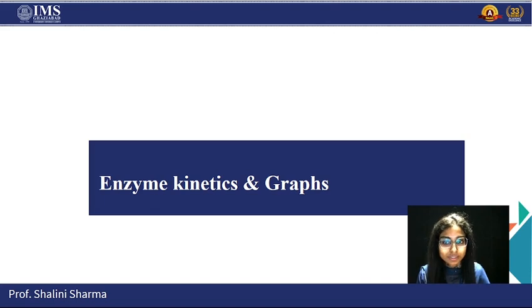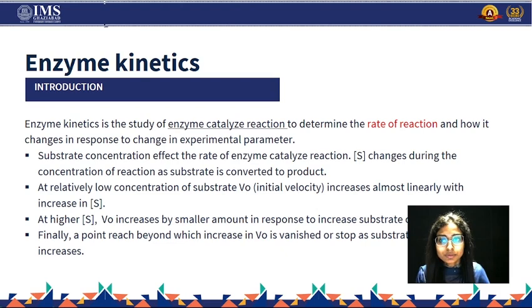Let's start the topic Enzyme Kinetics and its graph. First, I will tell about enzyme kinetics. Enzyme kinetics is the study of enzyme catalyzed reactions to determine the rate of reaction. The rate of reaction may be slow or fast, and it determines how it changes in response to changes in experimental parameters.